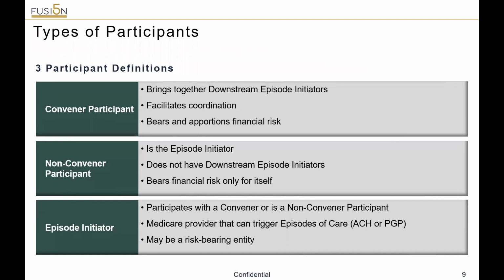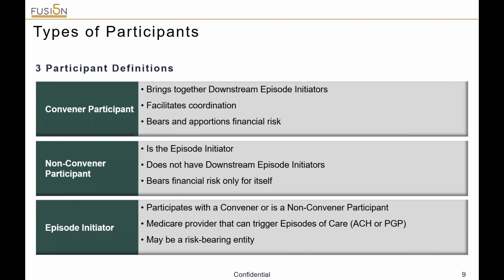The difference between the two is a convener participant facilitates the coordination among all of its downstream episode initiators. And that convener is the one that ultimately bears risk, downside risk, to CMS. But they can apportion some of that financial risk to downstream episode initiators. Non-convener participants do not have other downstream episode initiators, and they will bear financial risk only for themselves.